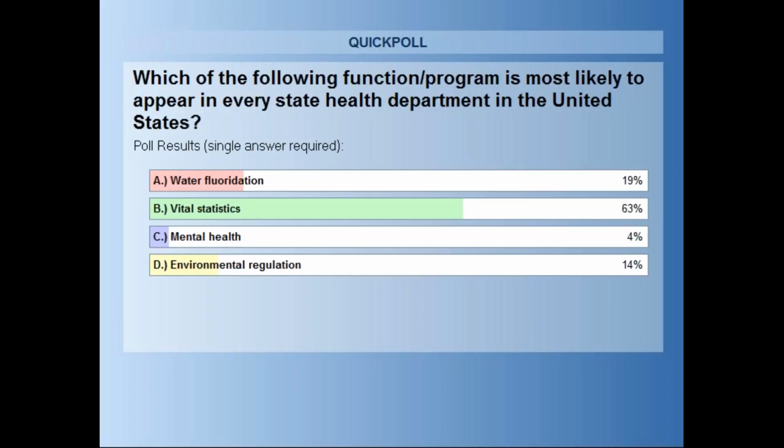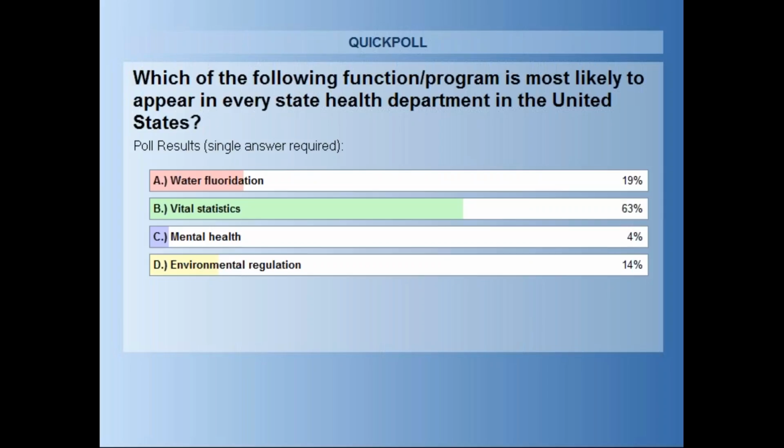It's often fun to go back and read the original statute that created state health departments. We'll talk about nuisance control and infectious disease control, and we'll often talk about the vital records system. So yes, every state has that function.